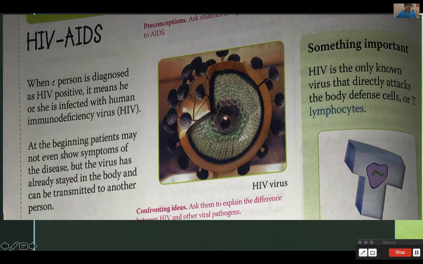When a person is diagnosed as HIV positive, it means that he or she is infected with human immunodeficiency virus. O una persona diagnosticada con el VIH positivo, ¿qué significa esto? Que él o ella son infectados con el virus de inmunodeficiencia humana. People may not even show symptoms of the disease, but the virus has already stayed in the body and can be transmitted to another person.